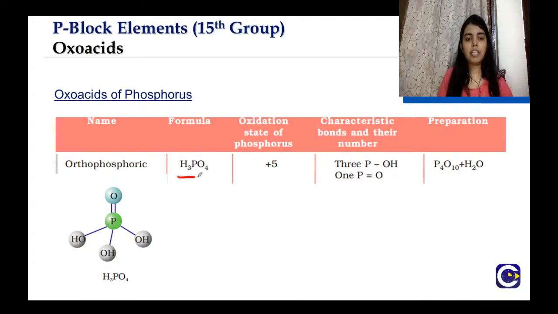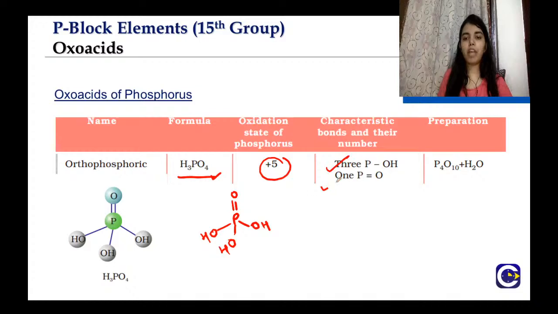Orthophosphoric acid, if you see, is H3PO4. How will you draw the structure? P double bond O, 1, 2, 3 and place hydrogens, right? The oxidation state of phosphorus is +5, with 3 P-OH bonds and 1 P double bond O, and it is prepared by P4O10 plus water, which will give you what? Orthophosphoric acid, that is H3PO4.